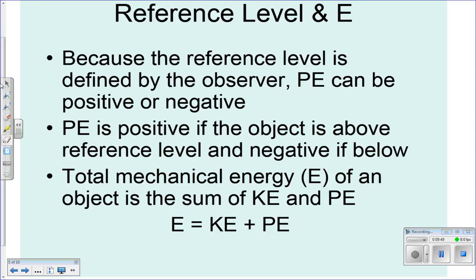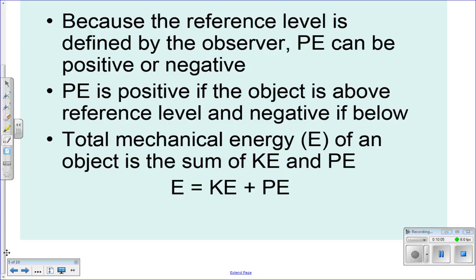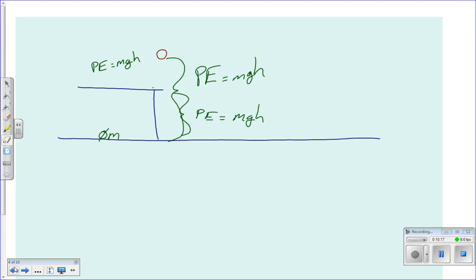And this slide just kind of talks about all that stuff. We can choose what the reference level is. And so potential energy can be positive or negative depending on where the reference level is and whether the object is either above or below that reference level. This last part here we didn't talk about yet. Objects, most of the time, can have kinetic and potential energy at the same time. Let's think about that for a second.